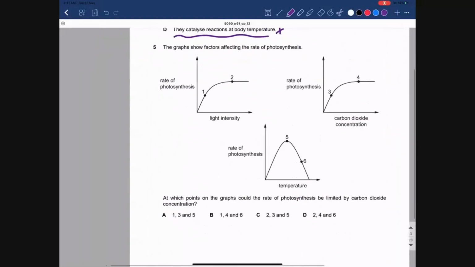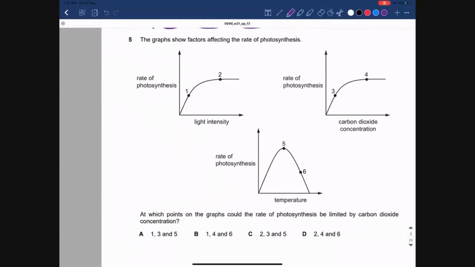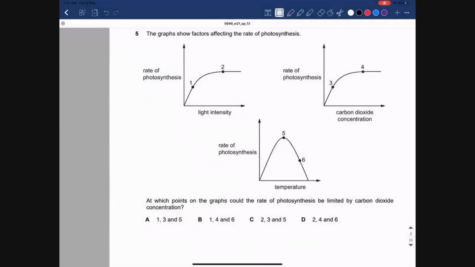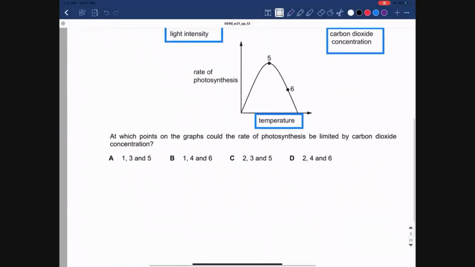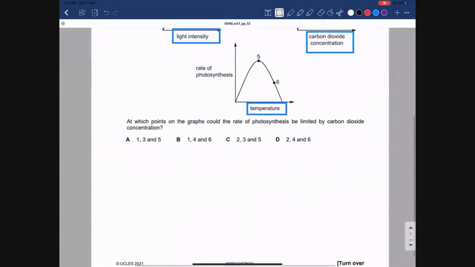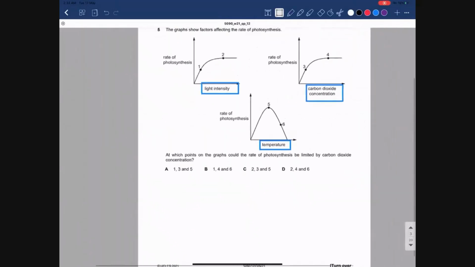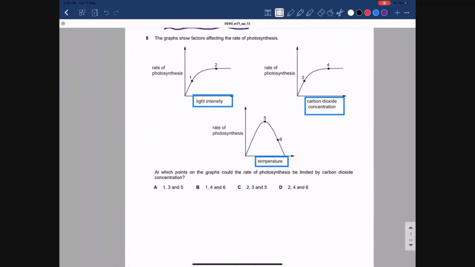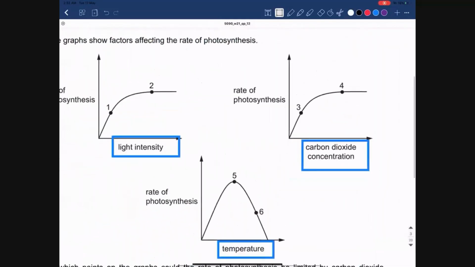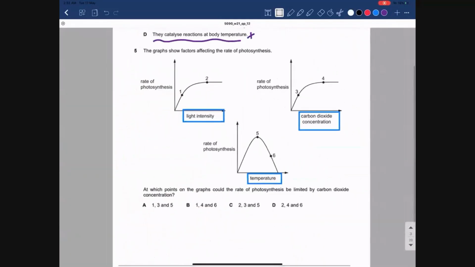Let's move on to MCQ number 5. This is a very good question. The graphs show factors affecting the rate of photosynthesis. So we have graphs for 3 different factors which are affecting the rate of photosynthesis. These factors are the light intensity, carbon dioxide concentration, and temperature. At which points on the graph could the rate of photosynthesis be limited by carbon dioxide concentration? So in this MCQ, they are asking about the points where carbon dioxide concentration is the limiting factor.